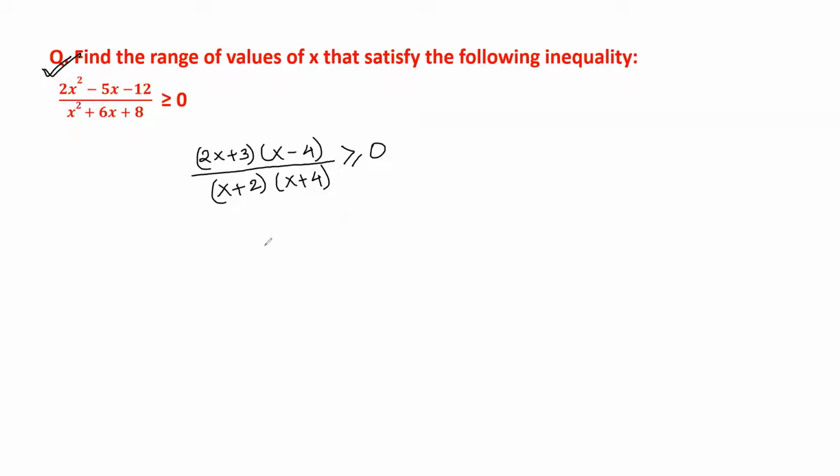Now we can draw the number line and put the critical points on it. The critical points here would be 2x plus 3 equal to 0, that is x equal to minus 3 by 2. So let us put minus 3 by 2 somewhere here. In a similar way, the other critical point would be x minus 4 equal to 0, that is x equal to 4. So 4 would be on the right side of minus 3 by 2. Let us put 4 somewhere here.